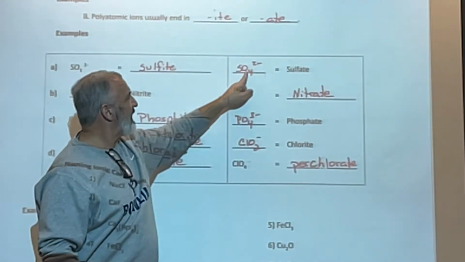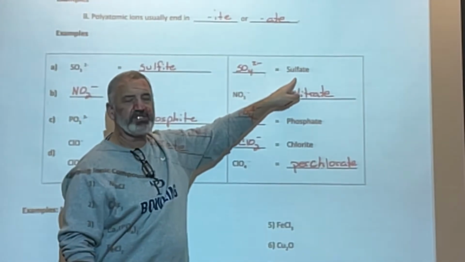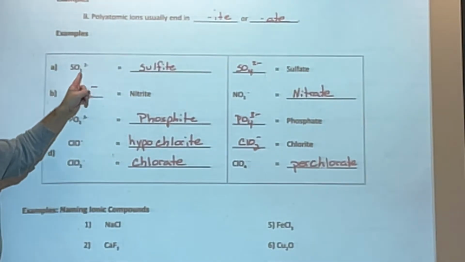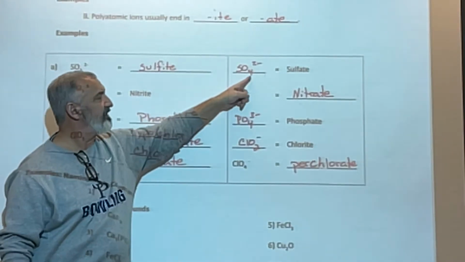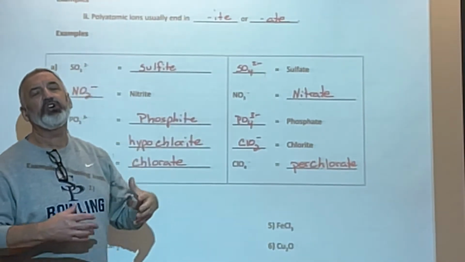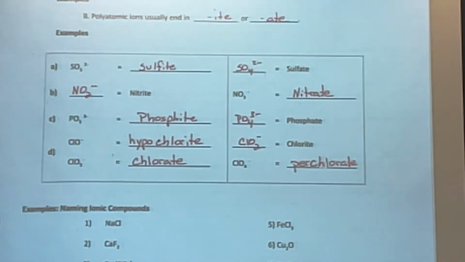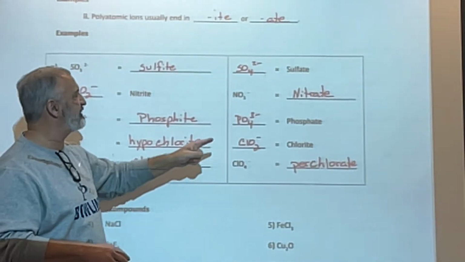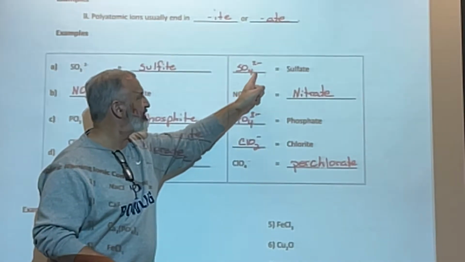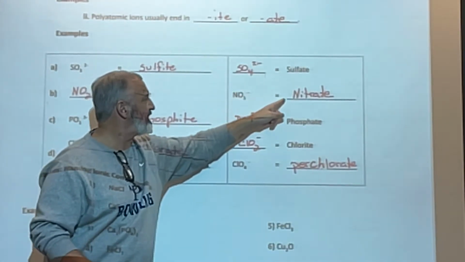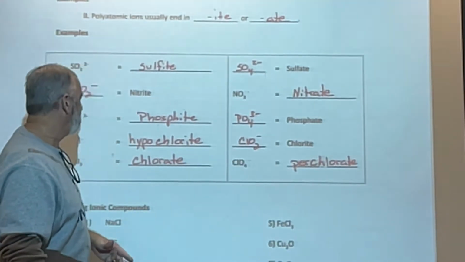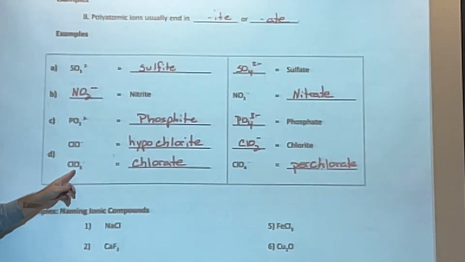Now, SO4 2- is called sulfate. The ite is always just one less oxygen than the ate. There's no rhyme nor reason. There really is, but you don't need to know it, as far as how many oxygens are going to be on the ate. Notice sulfate is 4, but nitrate only has 3 oxygens. Phosphate has 4. Chlorate has 3.